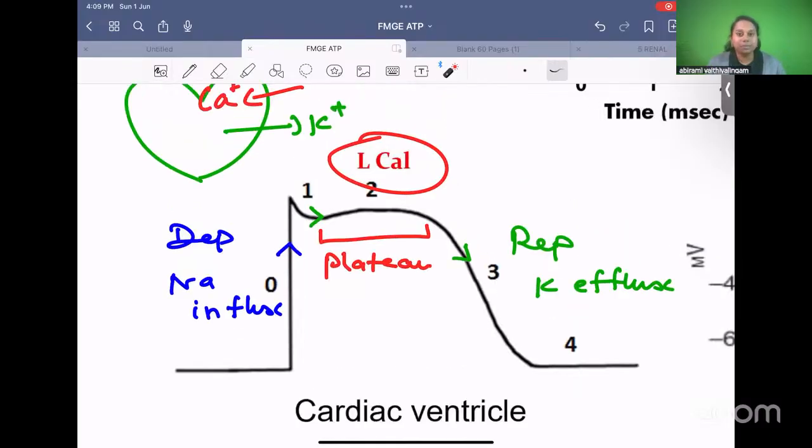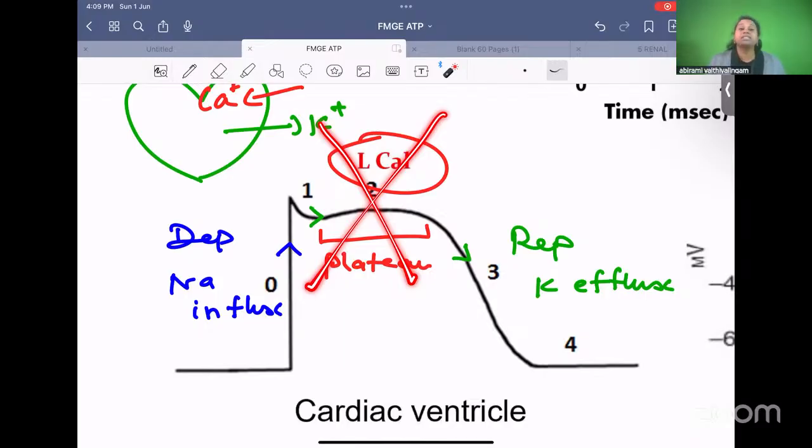What is the clinical importance of this? If you want to control the heart rate, you can give a drug which will block this plateau phase. Tell me the name of the drug. The drug which will block this plateau phase. Yes, if I give a drug, it is going to block this phase. It is going to control your heart rate. It is going to be used as an antiarrhythmic drug.